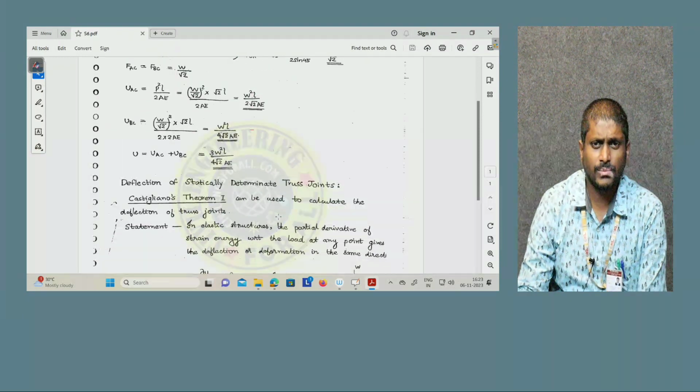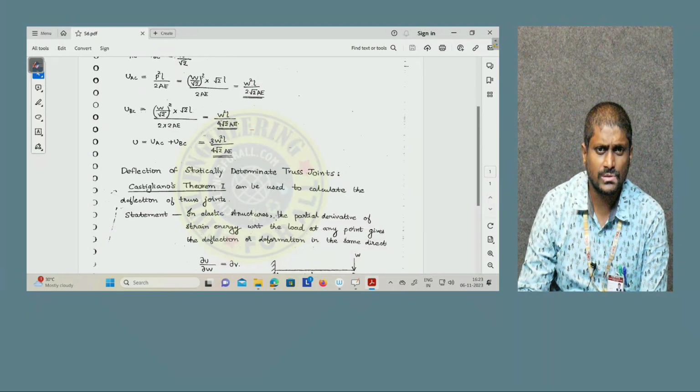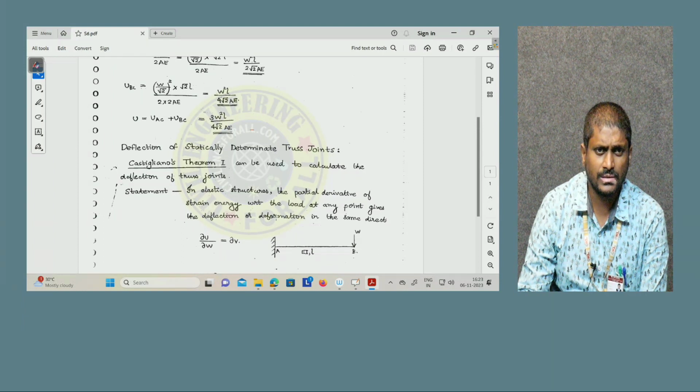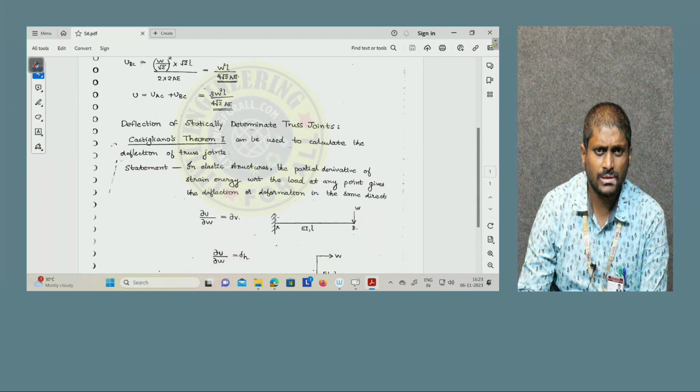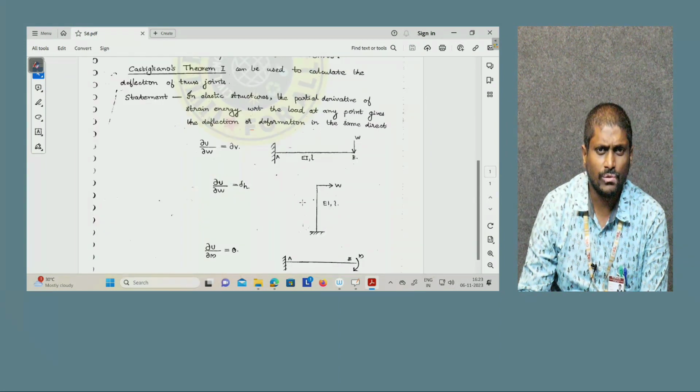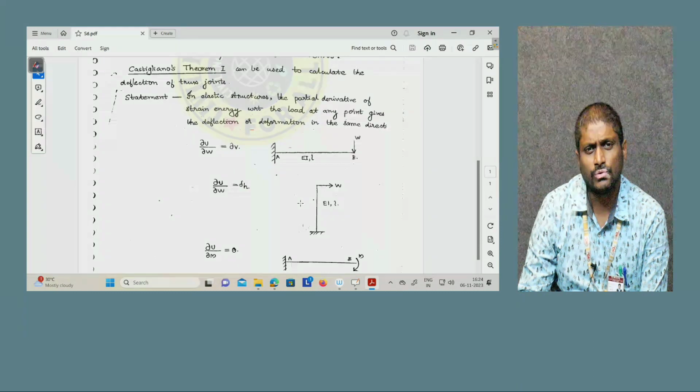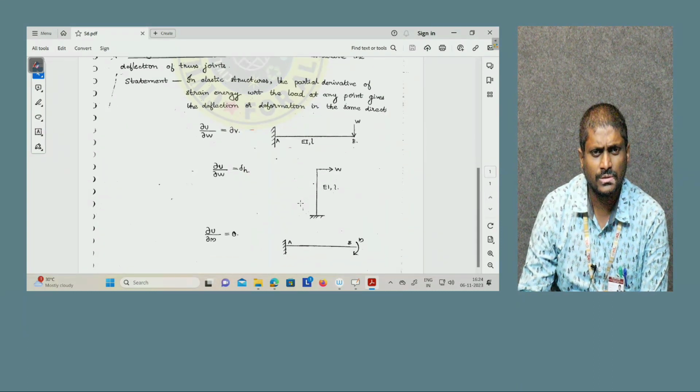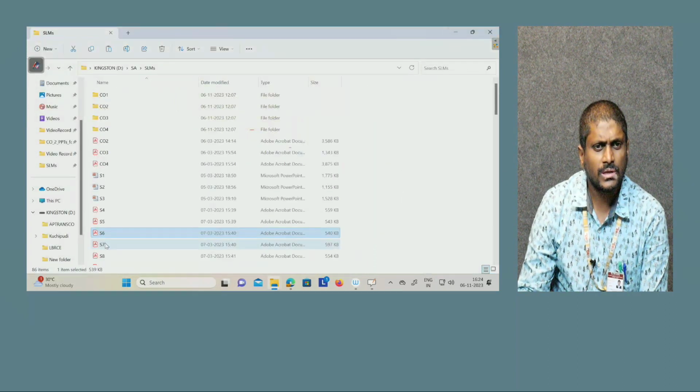Deflection of statically determinate truss joints. Castigliano's theorem 1 can be used to calculate the deflection of truss joints. Statement: in elastic structures, the partial derivative of strain energy with respect to the load at any point gives the deflection or deformation in the same direction. So dou U by dou W equals to delta V, whereas dou U by dou H equals to delta H, and dou U by dou M equals to theta. So that is one understanding.